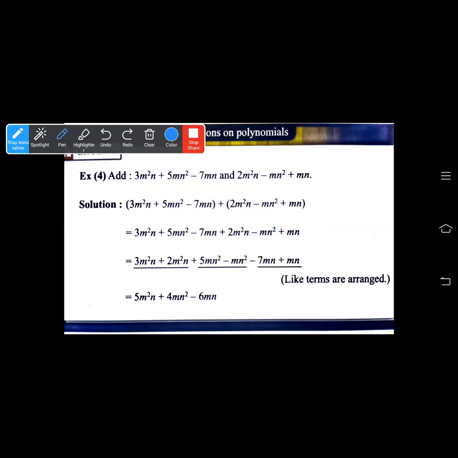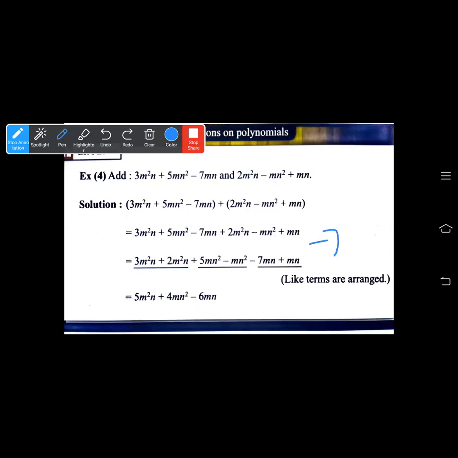Now what you'll have to do? You do it on the rough side. 3 plus 2 is 5, and write the like term 5m square n. Then 5 minus 1. Here nothing is there, which means 1 is there. 5 minus 1 is 4. That means plus 4. Write plus 4 mn square.